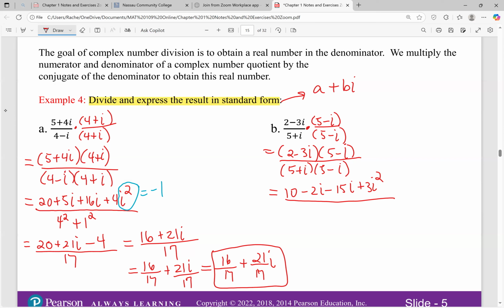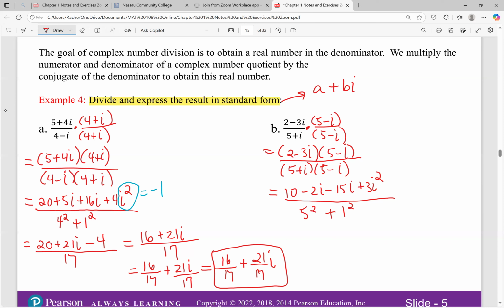And now in the denominator, since I'm multiplying complex conjugates, I know I'm going to get a squared plus b squared, where a is 5. So I'm going to have 5 squared plus b squared. And again, b is the coefficient, the real number on the I term, which is 1. So 5 squared plus 1 squared.